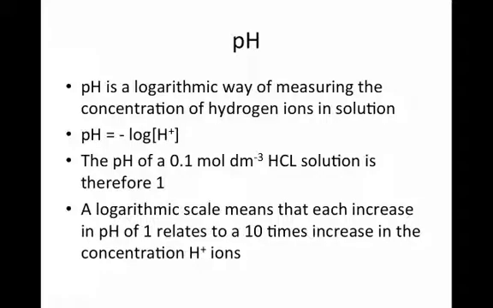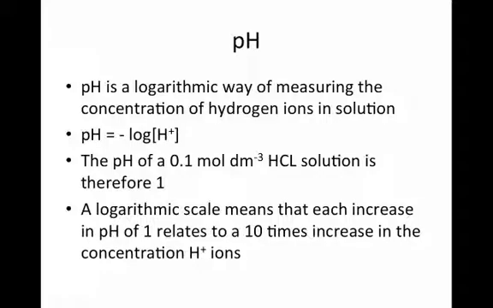A logarithmic scale means that each time we decrease our pH by 1, the concentration of hydrogen ions increases by 10 times. Well, it would be increased by 10 times, but it's a negative log. Therefore, every time we increase our pH by 1, we decrease our concentration of hydrogen ions by 10 times. So every time we decrease pH by 1, we increase the H+ ion concentration tenfold.